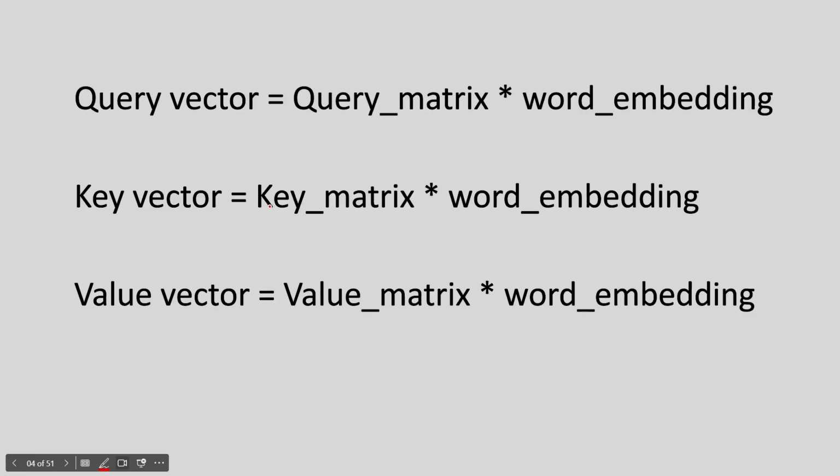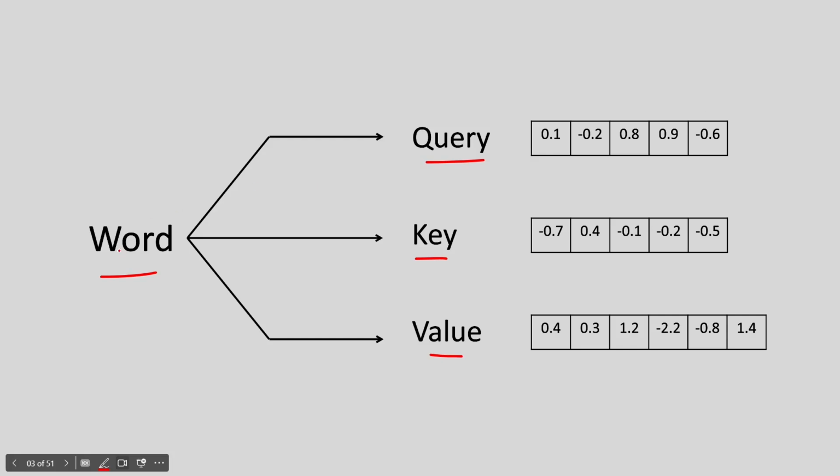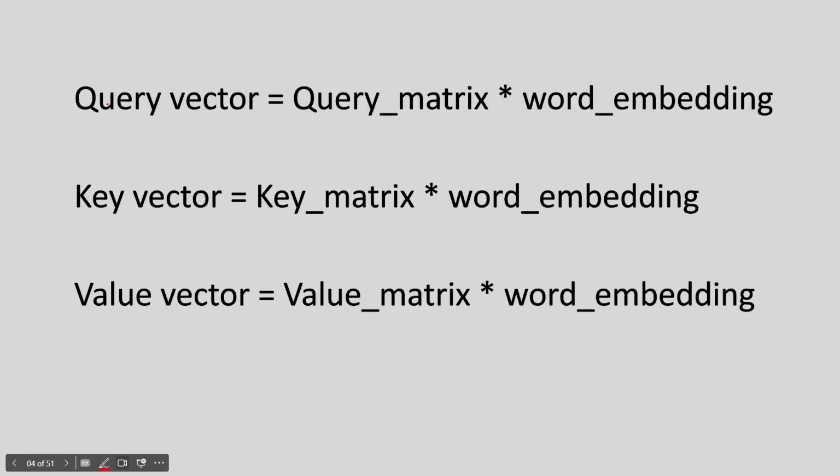So for every word, for example, the word "how", you are going to have one query vector, one key vector, and one value vector. These are just examples, you don't have to worry. So how to get those vectors? We need the vectors for all the words. So how to get this? Obviously, we have seen this in the last video.